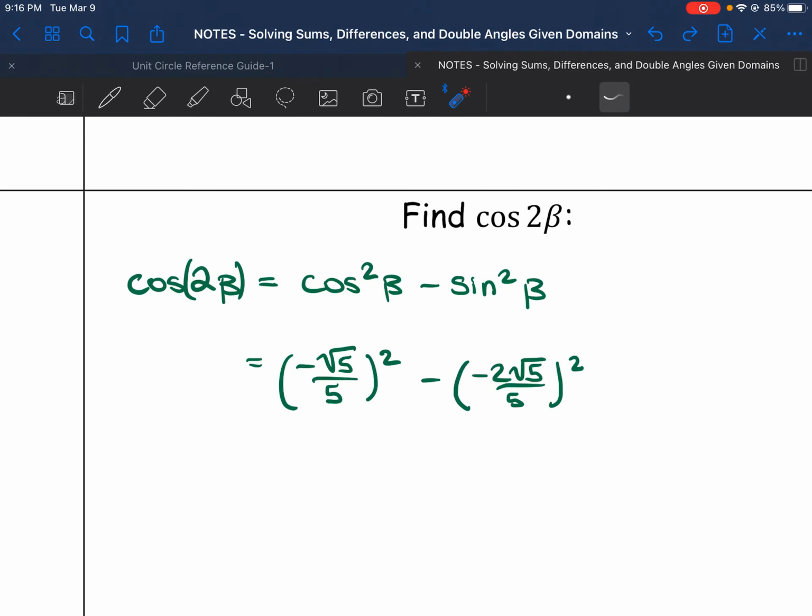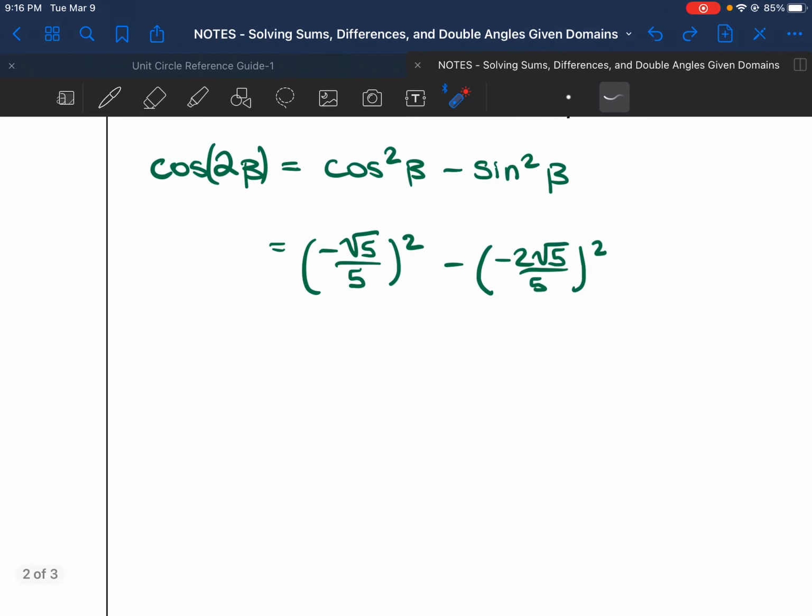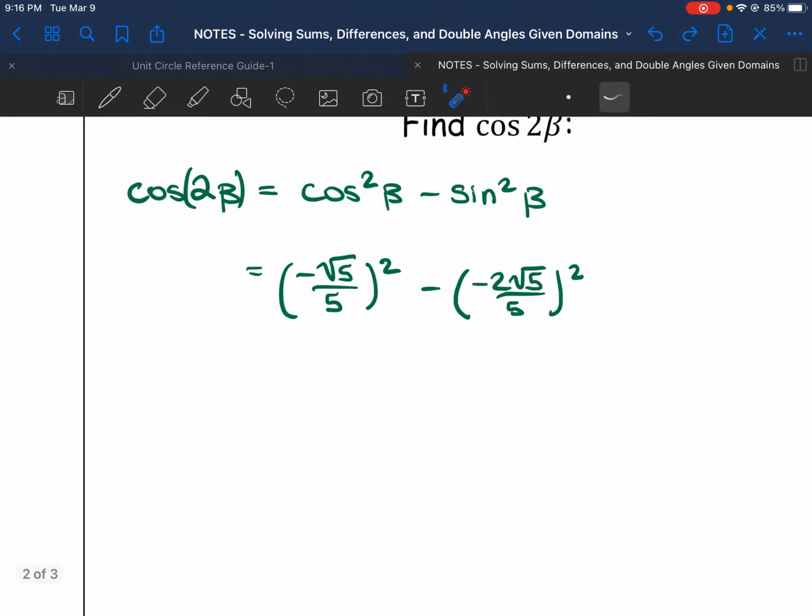All right, so we're going to do cosine squared minus sine squared. Well, here's our cosine, and then we're going to square it. Also, here's our sine, then we're going to square it. So let's think about this for a moment. Negative root 5 over 5 squared. So negative root 5 over 5 times itself. Well, the negatives are, of course, going to cancel, so we're going to get a positive. Square root of 5 times square root of 5 is just 5, and then 5 times 5 is going to be 25. So we're going to be getting 5 over 25.